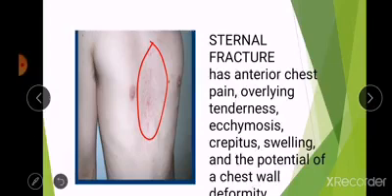And the potential of a chest wall deformity. Yung deformity nito, and kung makikita mo, nagkaroon siya ng depression sa may sternum. Ang tawag mo dun ay pectus excavatum. Yan, pectus excavatum.